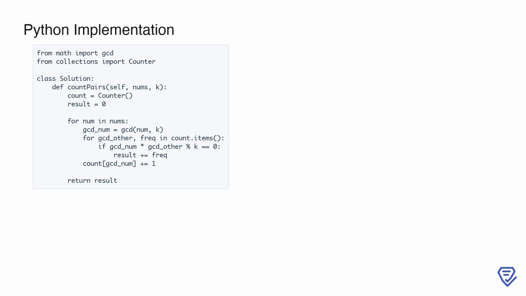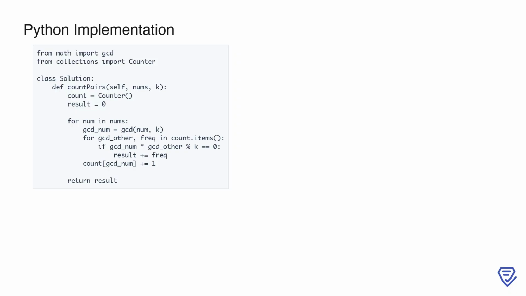3. Checking pair divisibility. For each existing GCD value from the count dictionary, we check if the product of the current GCD and the stored GCD is divisible by k. If so, it means all pairs formed between the current number and numbers corresponding to the stored GCD are valid. We increment the result by the frequency of the stored GCD.